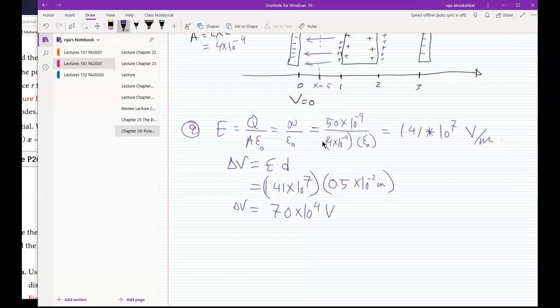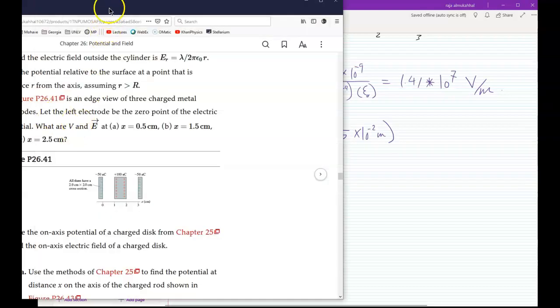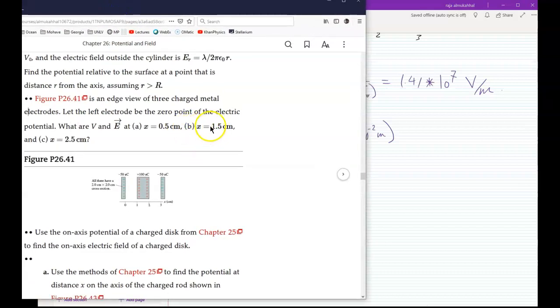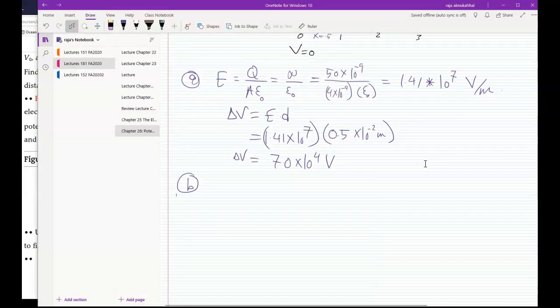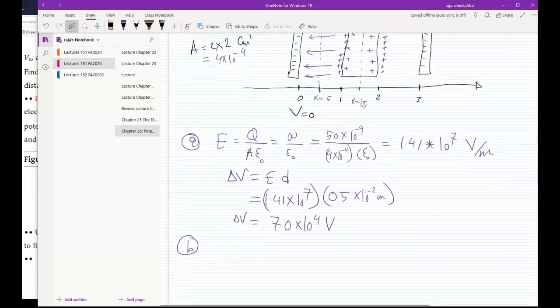Okay? All right, part B. He said at x equals 1.5 and, for C, x equals 2.5. Let's go with x equals 1.5. I hope you've drawn it before I make it disappear out of the screen. So for 1.5, we want to look at it right here.